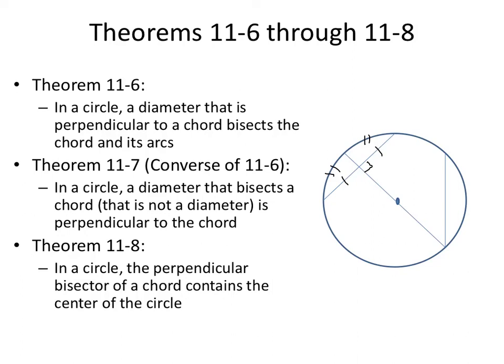Okay? And that is almost a corollary of 11-7 and 11-6, because 11-7 says the diameter, which contains the center of a circle, that bisects a chord is perpendicular to the chord. So it's almost a corollary rather than a theorem on its own.